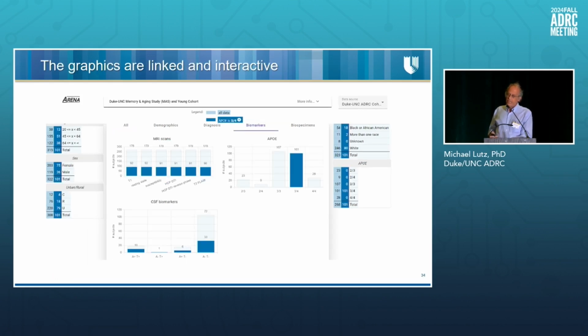The gateway features linked interactive graphics. Here, all of the distributions are shaded for ApoE34 participants. Clicking on a bar makes the selection in all the histograms.